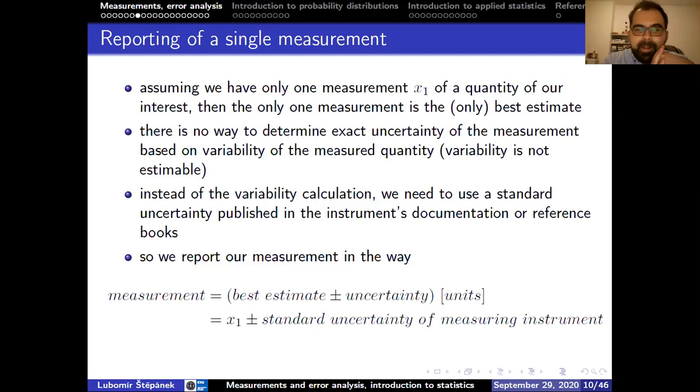For the best estimate, it's pretty easy. We have measured it only one time, so the best estimate is this one number. As easy as that. But the tricky part is the uncertainty term, because if you have only one number, there is absolutely no way to calculate any measure of variability or any metric of uncertainty.